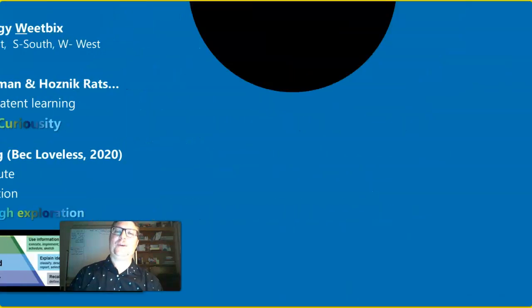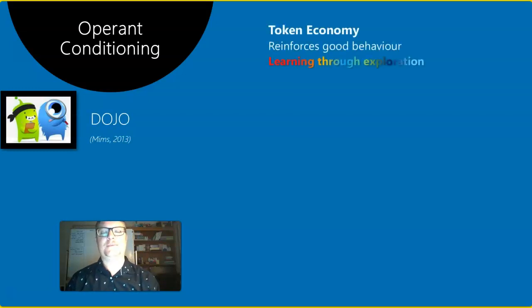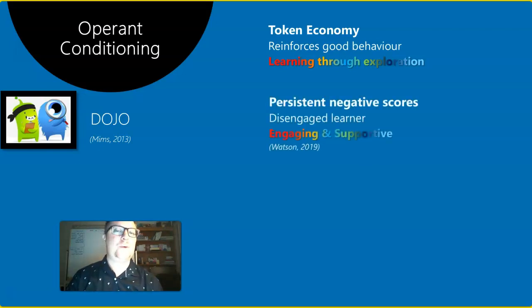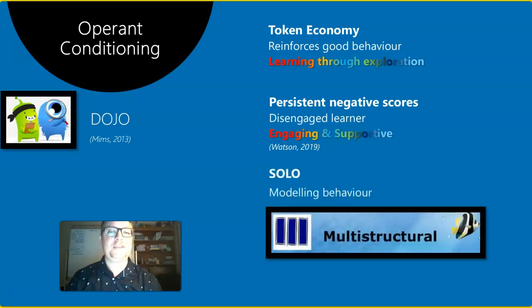As teachers, we're constantly looking to technology to reimagine new ways of doing traditional things. According to Lisa Mims, Dojo is a great example of operant conditioning, which reinforces good behavioural choices with the inclusion of parents' oversight through a token economy. However, as Angela Watson points out, it does have its critics, and multiple negative scores on the Dojo system can lead a child to disengage from learning. Although it does provide students the chance to model their behaviour off their peers, as student points are visible on a classroom smartboard, feeding into the SOLO category of multi-structural.